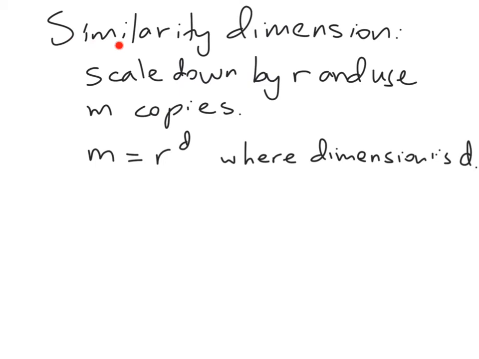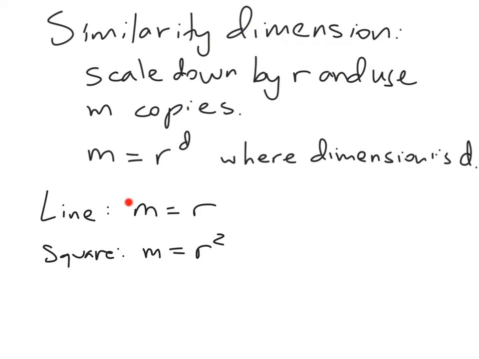To state this explicitly, the similarity dimension is given as follows: if we scale down by a factor of r and then need to use m copies, the number of copies is equal to the scaling factor raised to the dimension. So for the two examples we looked at a moment ago, for the line, the number of copies that we needed equals our scale, m equals r, and this implies that d equals 1. And for the plane, we had m equals r squared, which implies d equals 2. This is just as we expect. The dimension of the line should be 1, and the dimension of the square should be 2.